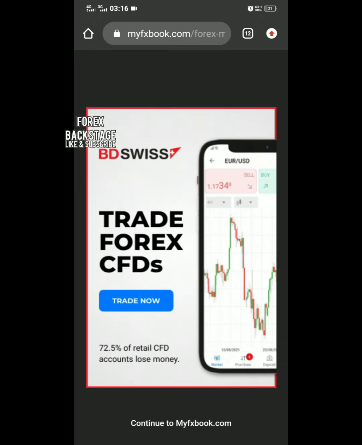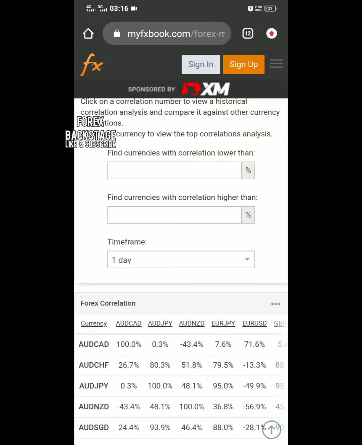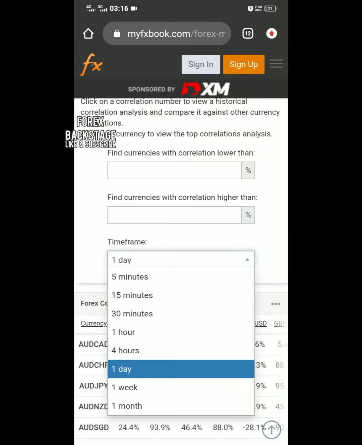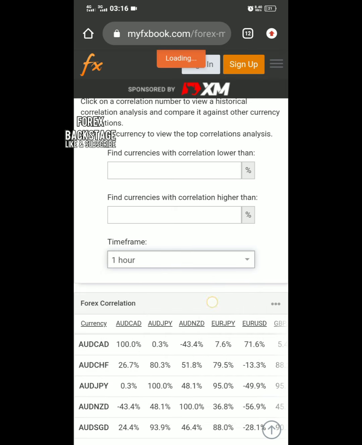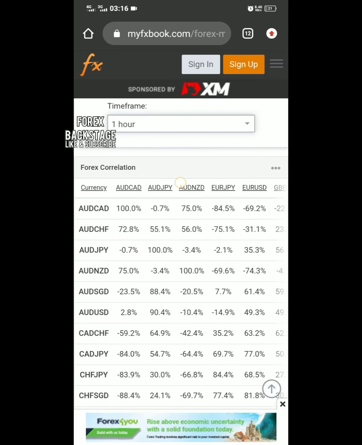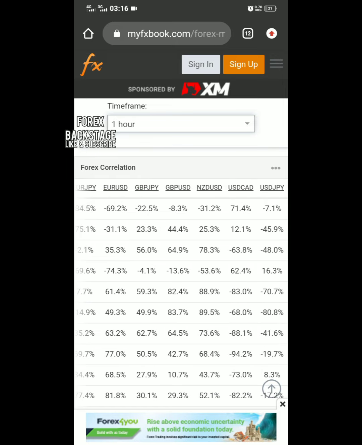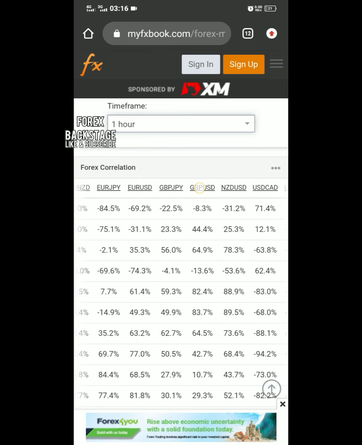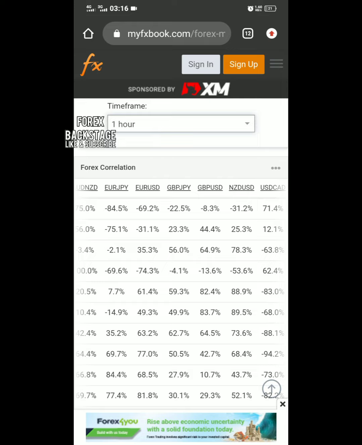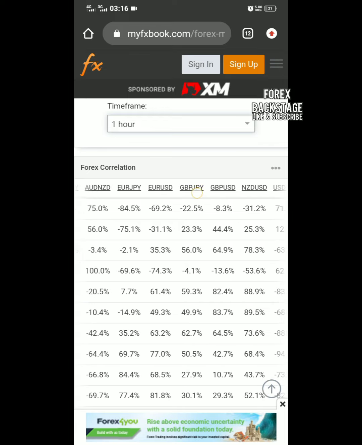I take mine on the 1 hour time frame, hence I'm going to put it in the 1 hour time frame. So in this place, the main pair, let's say GBPJPY, we all know how GBPJPY and GBPUSD correlate a lot. So let's check correlation between GBPJPY and GBPUSD.